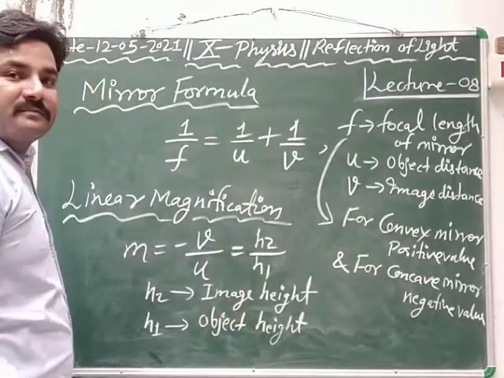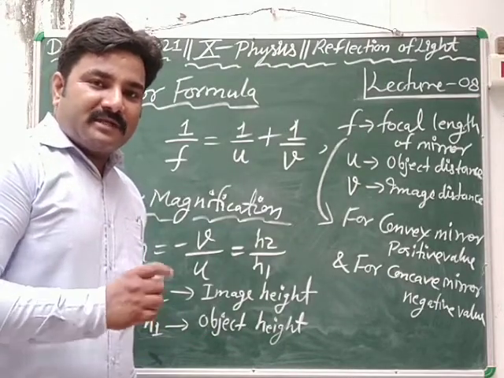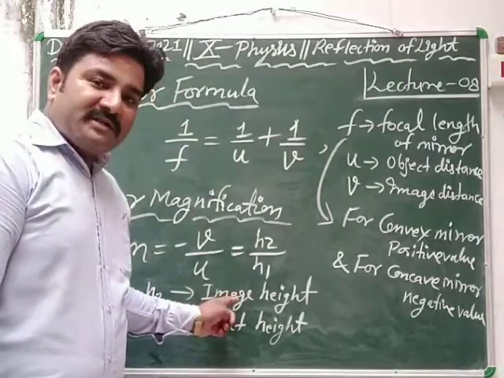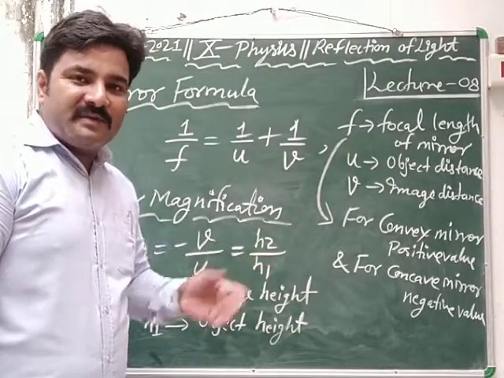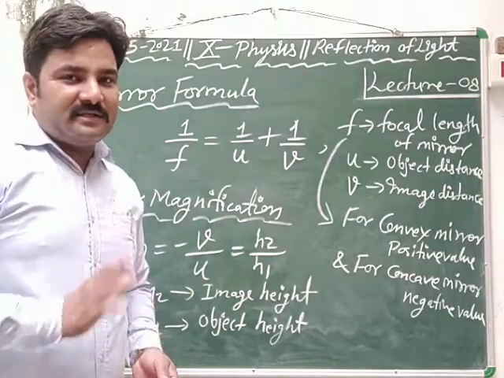As I explained about the principal axis, whenever the height of object or image is above the principal axis, then it is taken as positive. Whenever below the principal axis, then it is taken as negative.